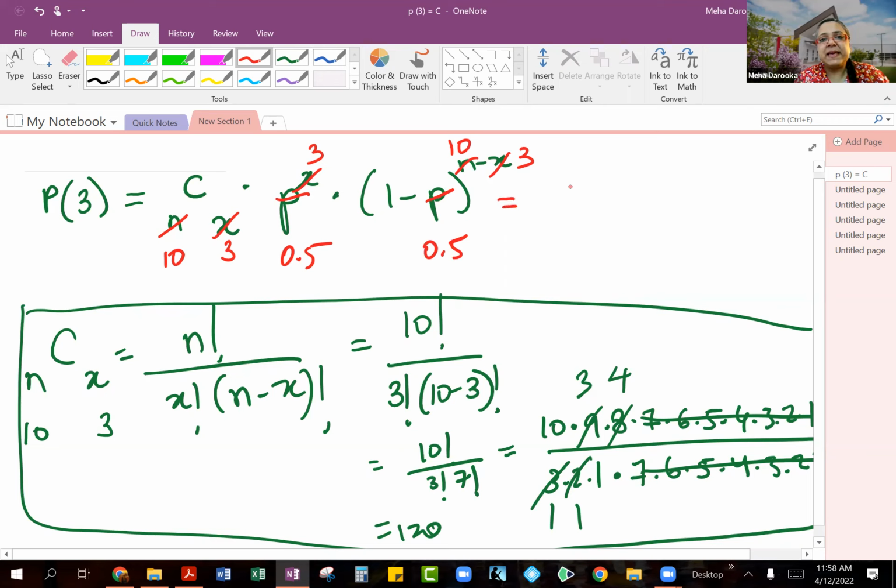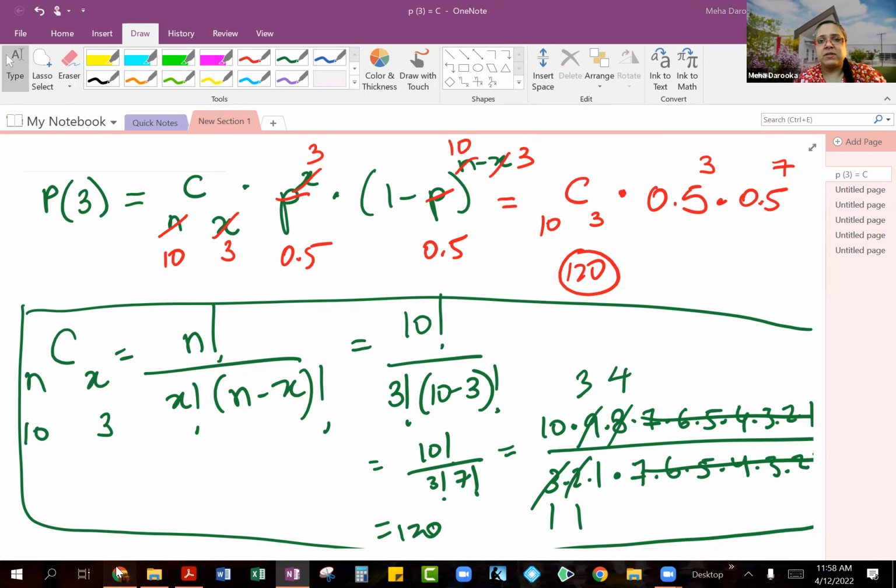So this will basically end up becoming a combination with 10 trials and 3 heads, which we know comes out to be 120. Multiply that by 0.5 raised to the 3rd power. Multiply that by, which in this case, 1 minus 0.5 will also give you 0.5, and that's raised to 10 minus 3, so that will come out to be 7. And then throw that into your calculator and you will be able to get an answer.